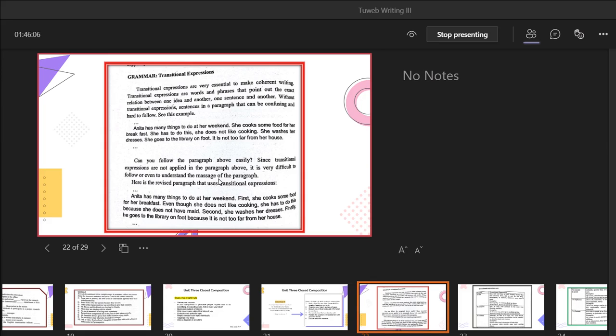Anita has many things to do at her weekend. Okay, she cooks some foods for her breakfast. She washes her dresses. She goes to library. Everything you can understand, but then it's not really good to hear, ya. Nggak enak kedengarannya, but we can do that in a better way. Coba dibaca yang sentence yang kedua, paragraf kedua. Satu orang? Yes. Anita?